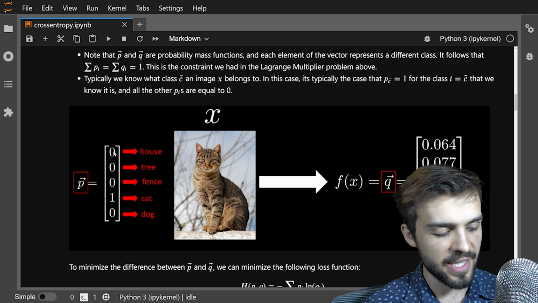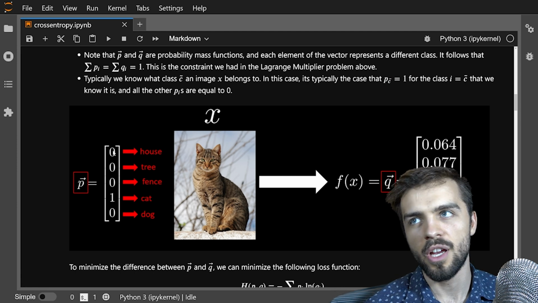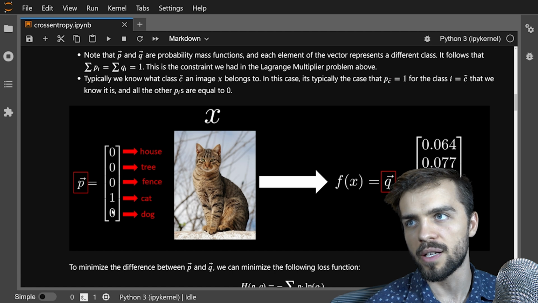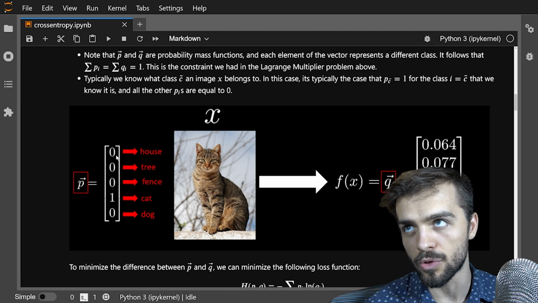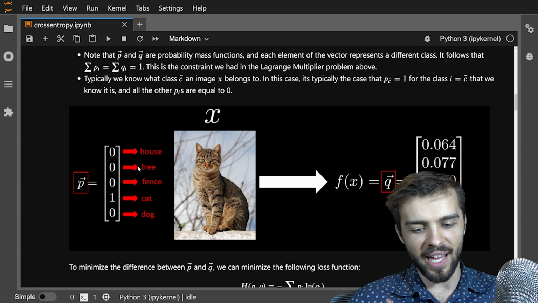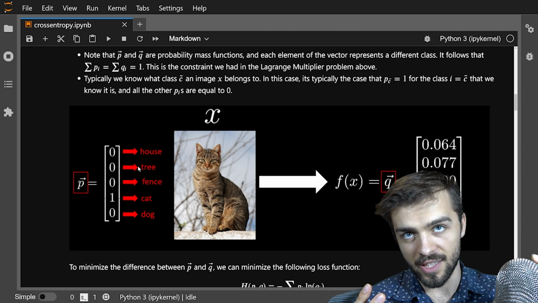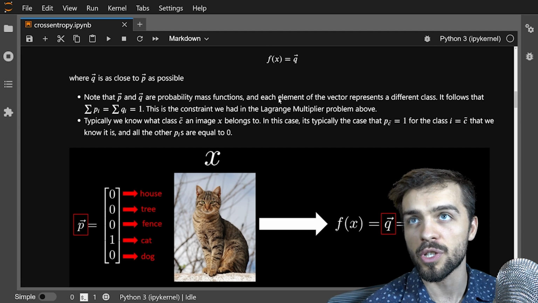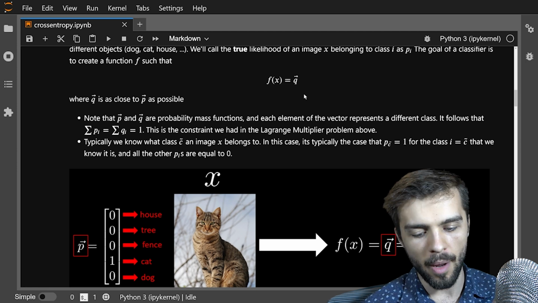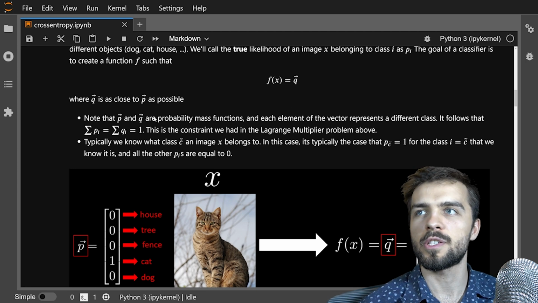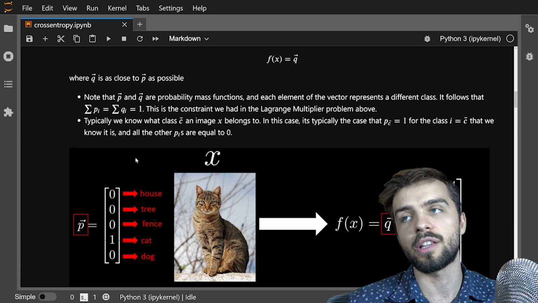And maybe you know exactly that this image is a cat. So it's not a house, not a tree, not a fence: 1, 0. The sum of this vector is equal to 1. And that's why that constraint, the sum of the p_i equal to the sum of the q_i, comes in handy, because Q is also going to be a probability mass function. And you want these probability mass functions to be as close together as possible.